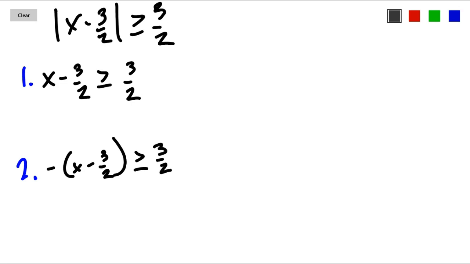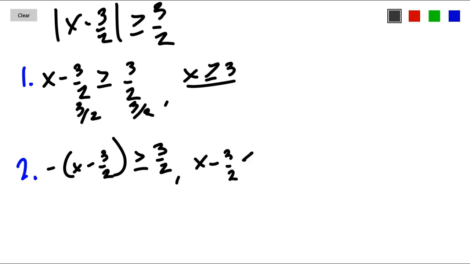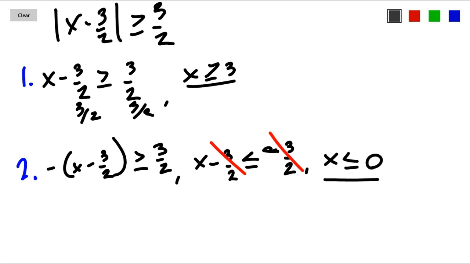So the first one's simple enough. You just add 3 over 2 to both sides, and you get x is greater than or equal to 3. And then when you divide through by the negative, you end up with x minus 3 over 2 is less than minus 3 over 2. And notice what we have. We have a minus 3 over 2 on one side and a minus 3 over 2 on the other side. So they're going to end up canceling. And then I just have x is less than or equal to 0 for my second interval set.